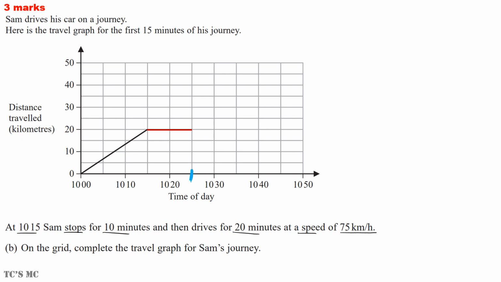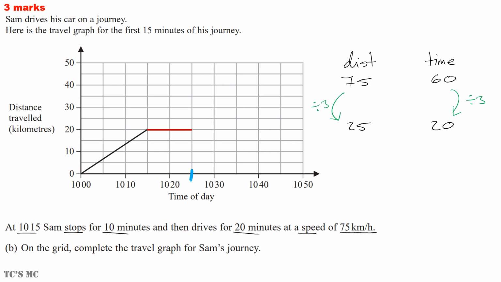Moving on, we need 2 headings, distance and time. If the speed is 75 kilometers per hour, that is 75 kilometers per 60 minutes. Sam drives for 20 minutes. To go from 60 to 20, we need to divide by 3. Do the same on this side. 75 divided by 3 is 25. And now we have a second mark.